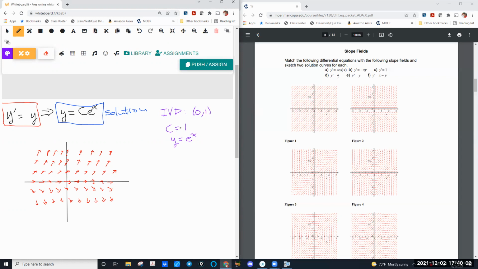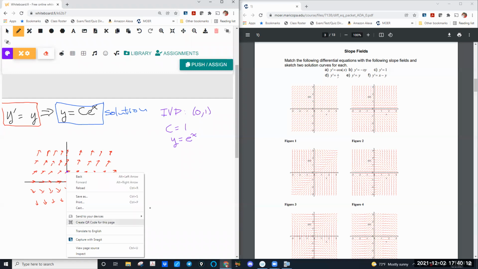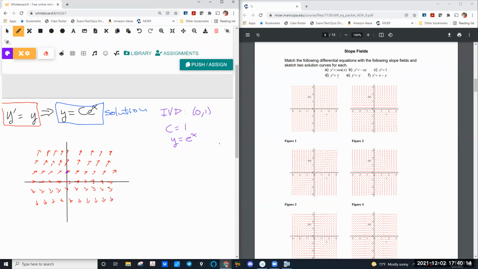Here's how this lines up with a slope field. If we have an initial value of 0, 1, what we do is we go to our slope field and we mark that point on our curve. And then we use the slope field to draw the line that goes along with it. So I'm basically just kind of mimicking my slope field. It's not going to be perfect. But what I have here in purple is the graph of y equals e to the x.